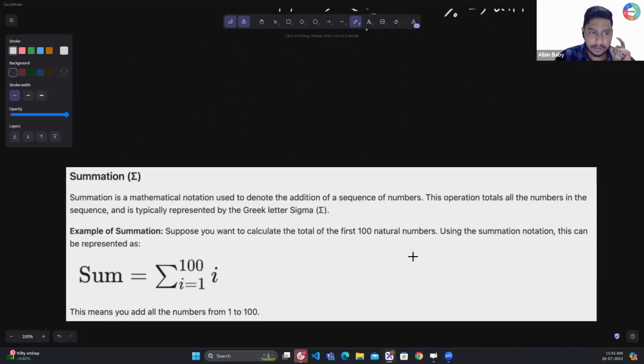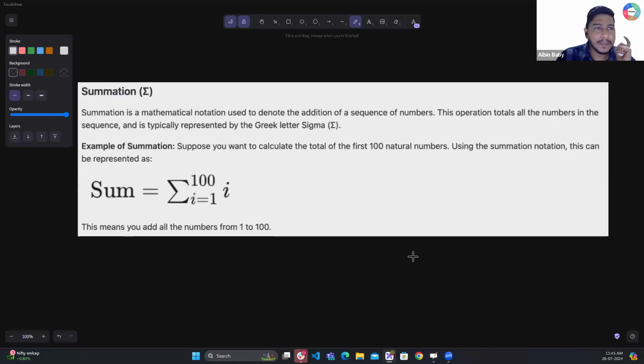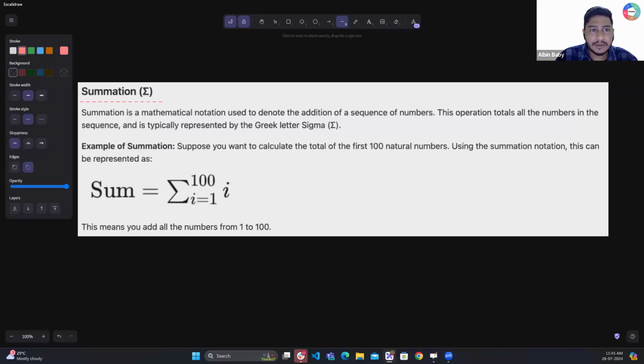So the first symbol that we'll be learning is summation. Okay. So what is summation basically? How many of you guys know what summation is? Summation is a mathematical notation used to denote the addition of a sequence of numbers. So basically, you can add a sequence of numbers from one particular number to another particular number. This operation totals all the numbers in the sequence and is typically represented by the Greek letter sigma. So this symbol is known as sigma.